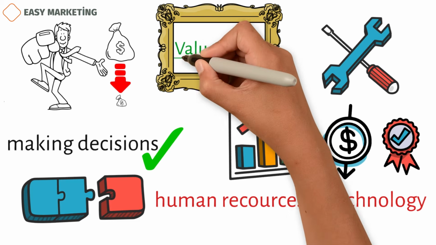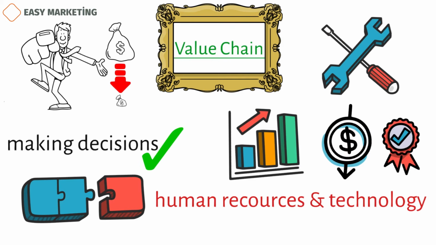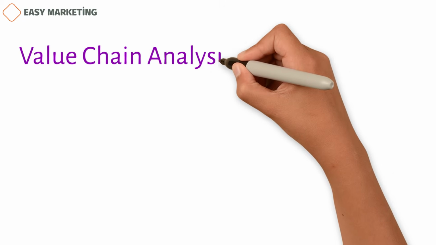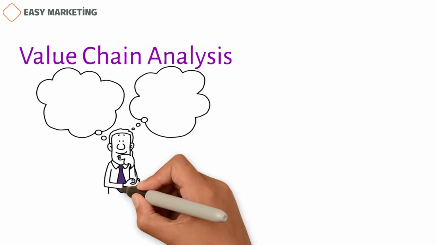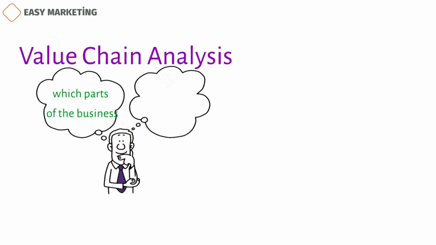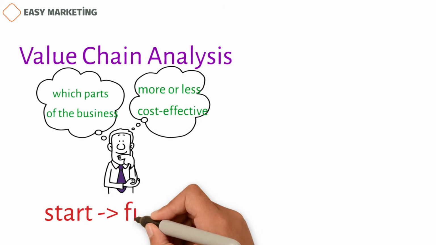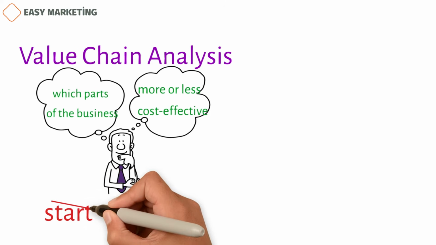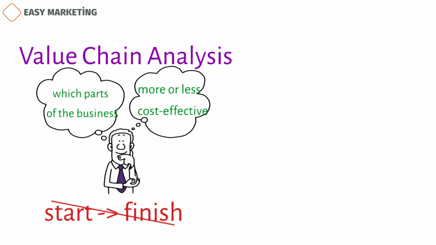A value chain analysis can be very helpful, but it's important to keep in mind the bigger strategy of an organization, even when you're looking at small process details. A business can use a value chain analysis to figure out which parts of its business model make it more or less cost-effective. Businesses should think of the framework as a place to start when doing a value chain analysis, not as the whole process from start to finish.